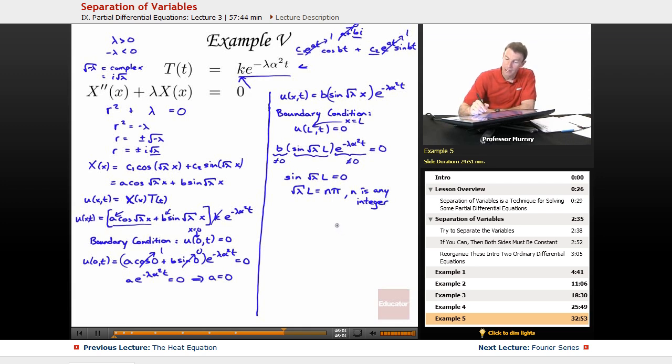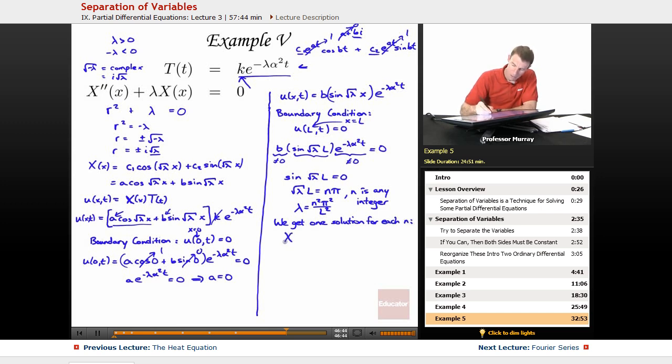And remember, L was the length of the rod in the heat equation. So that's a constant. It's established all the way through. We can't change that. So the only thing I can solve for is lambda. And so if I move the L to the other side and square both sides, I get lambda is equal to n squared pi squared over L squared. And this will work for any value of n we choose. So we get one solution for each n.